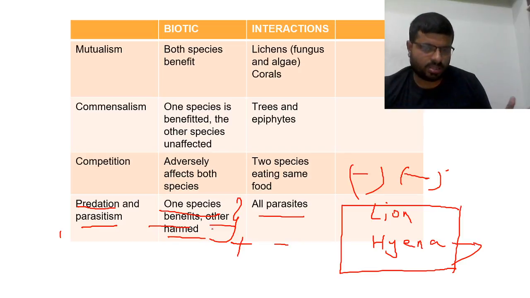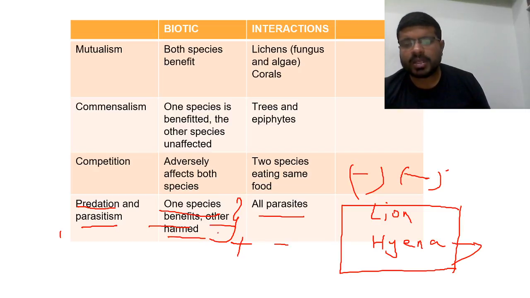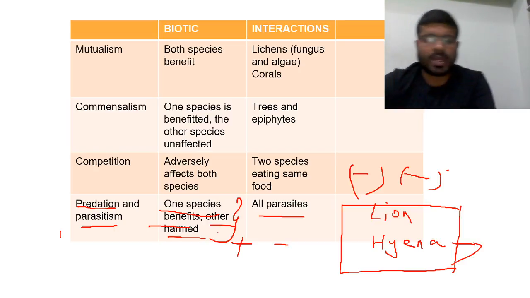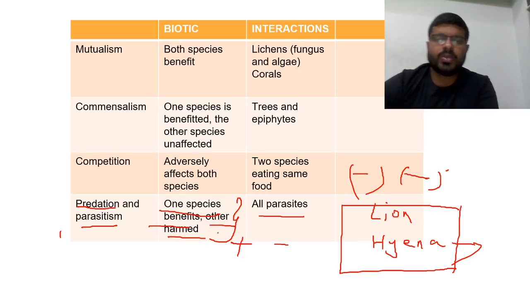Similarly, parasites, a virus in our body, so all the bugs usually tend to... what happens? Most of the time, parasites are getting the food and all the things from our body, whereas in return, what we are getting is some negativity. So all the parasites usually are benefiting and the other species is being harmed. So that is predation and parasitism as a whole.